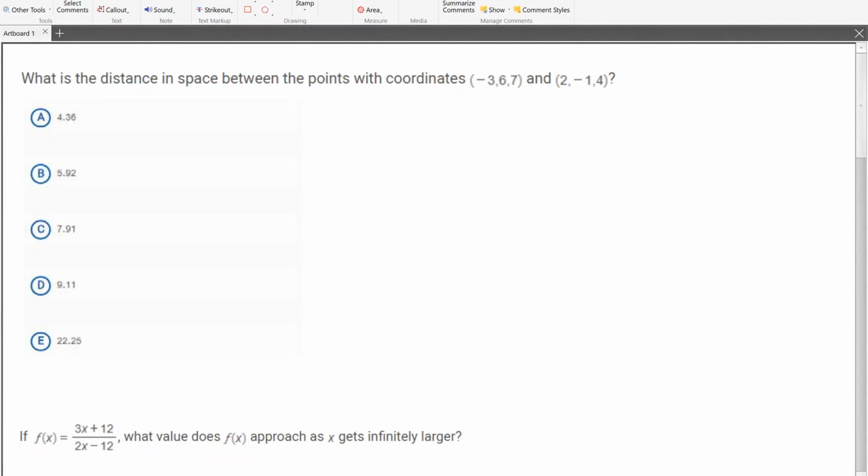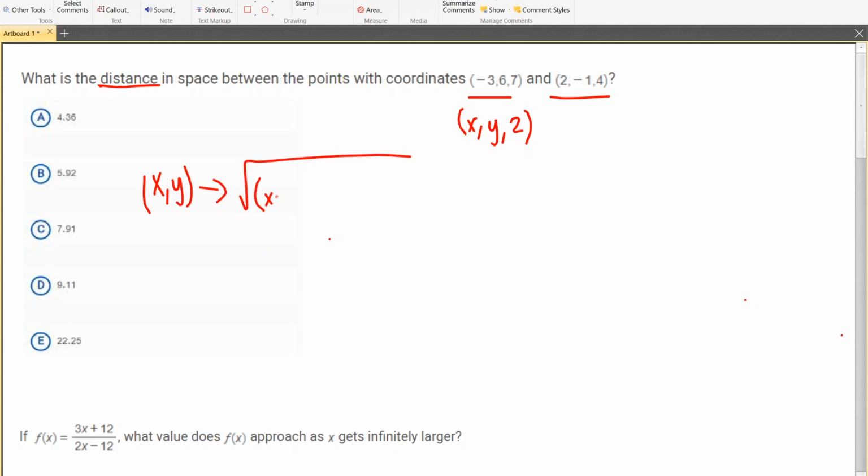Now, the first question is asking us about distance. I always like to underline things that I find important, such as these coordinates that I'm going to be using to calculate the distance. Now, notice that these coordinates have 3 numbers in them. So that means that they're x, y, and z coordinates, not just the regular x, y coordinates that you see in other math classes.